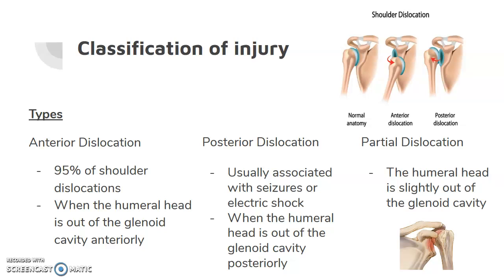Now there are types of shoulder dislocations. The most common one, with about 95% of all shoulder dislocations, is the anterior dislocation. This is when the humeral head is out of the glenoid cavity anteriorly. Posterior dislocation is usually associated with seizures or electric shock, and this is when the humeral head is out of the glenoid cavity posteriorly. Partial dislocation is when the humeral head is slightly out of the glenoid cavity.